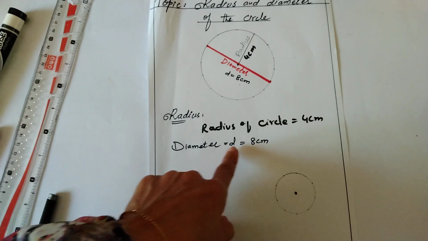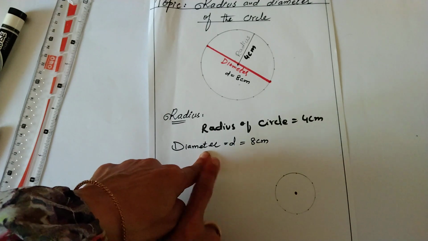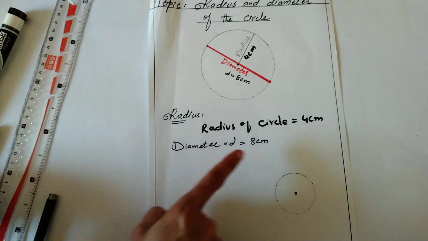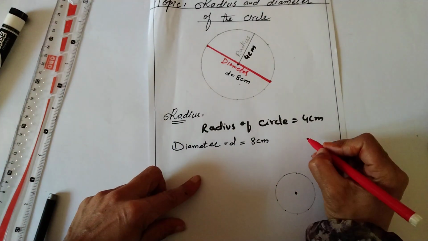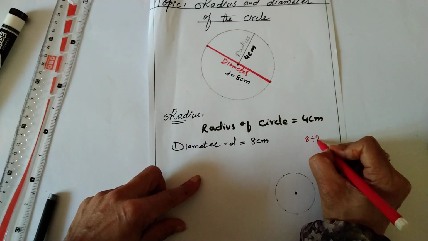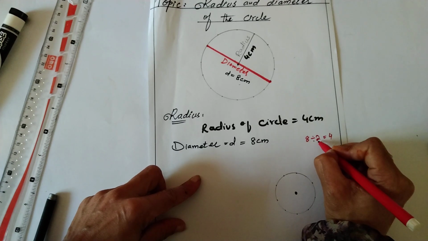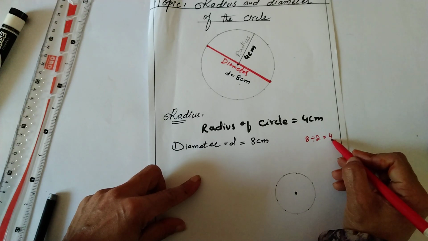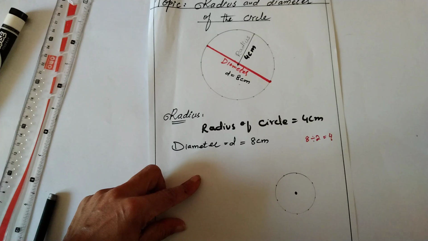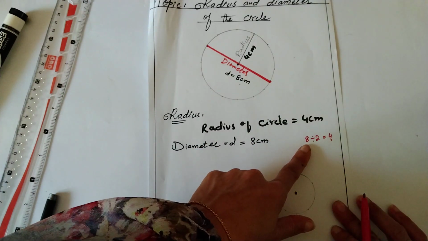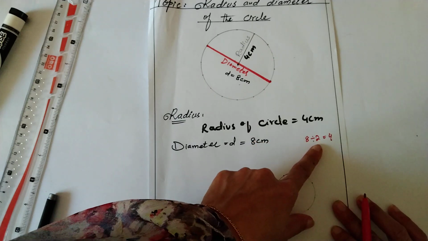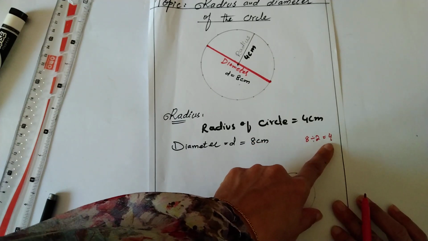Or radius is half of the diameter. So if we take the half of 8, the half of 8 is equal to 4 centimeter. How? Because when we divide 8 by 2, 2 fours are 8. So when we divide 8 by 2 to take the half of the diameter, we will get 4 as the radius. Got it? So to find the radius of the circle from the diameter, you have to divide the diameter by 2 to get the half.